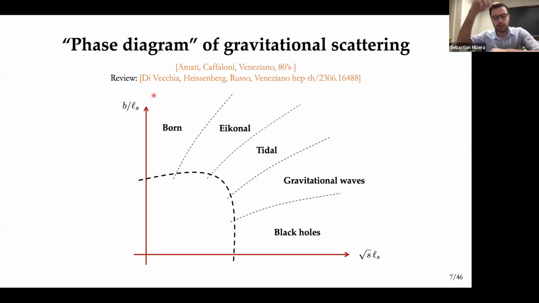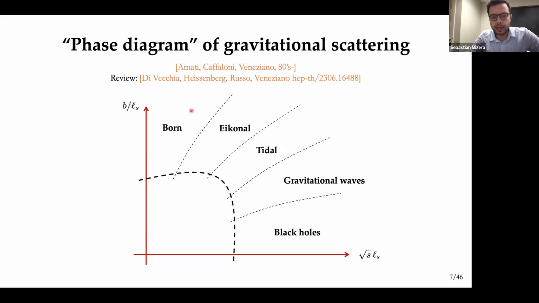You can think of it as scattering of objects interacting through gravitational interactions at very large impact parameter. This is known as the Born regime, and you can think of it as two heavy lines that only exchange a single graviton between them. So this gives rise to the Newtonian potential.